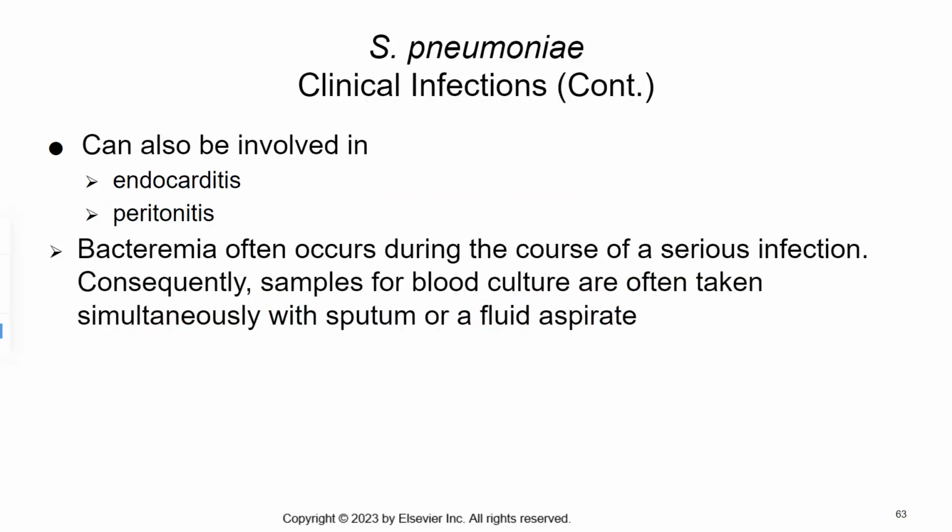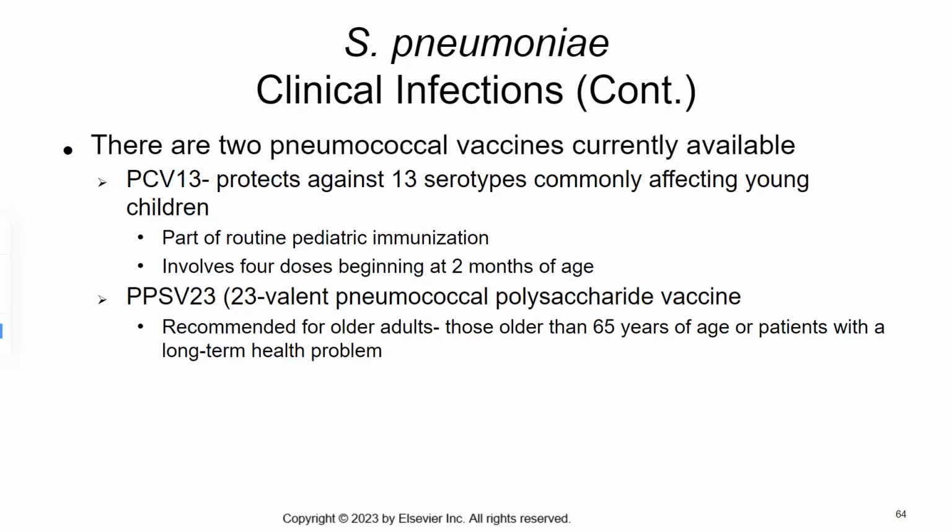S. pneumo can also be involved in endocarditis or peritonitis. Endocarditis is inflammation of the inner lining of the heart. Peritonitis is inflammation of the abdominal wall, the peritoneal fluid surrounding the abdominal organs. Bacteremia often occurs during the course of a serious infection. Consequently, samples for blood culture are often taken simultaneously with sputum or fluid aspirate. There are 2 types of pneumococcal vaccines that are available. You just need to know that a vaccine exists.